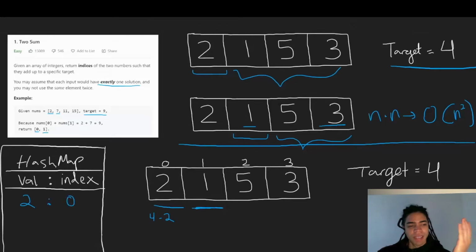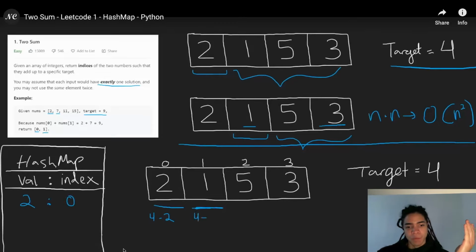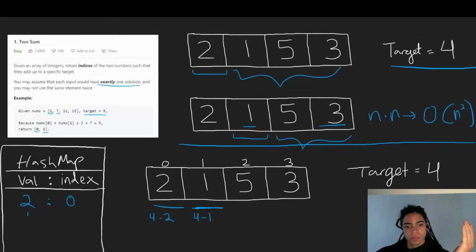Now I'm at 1. I'm looking for 4 minus 1, which is 3. I see 3 isn't in our hash map, but it actually is in our array. So what's the problem? Well, for now, we're going to say we don't find a 3. So we add 1 to our hash map. The index of this 1 is 1. And now we move to the next element, 5.